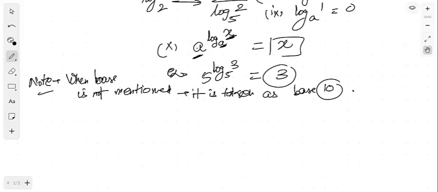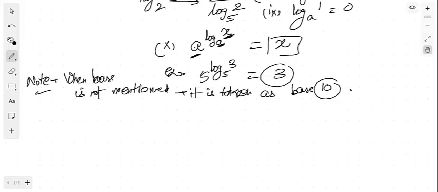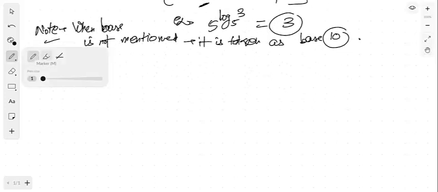Now these are the properties of logarithms. Now let us take a few questions. You just have to know these properties only, and you can solve all the questions on logarithms. In fact, for surds, indices and logs, the only thing is you should be aware of the properties.